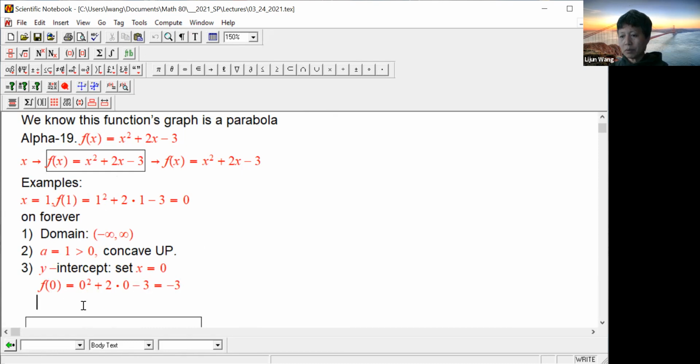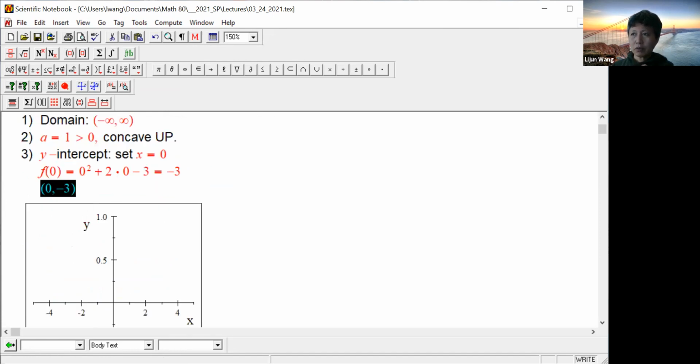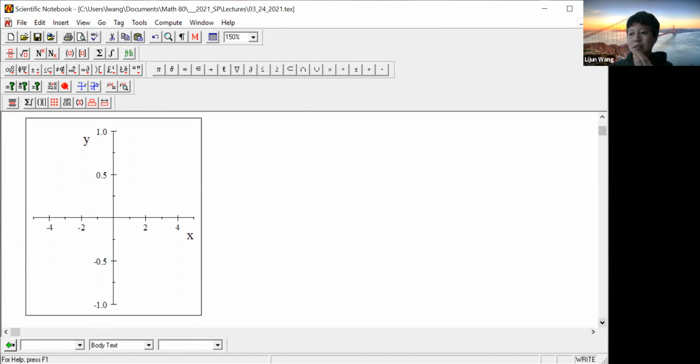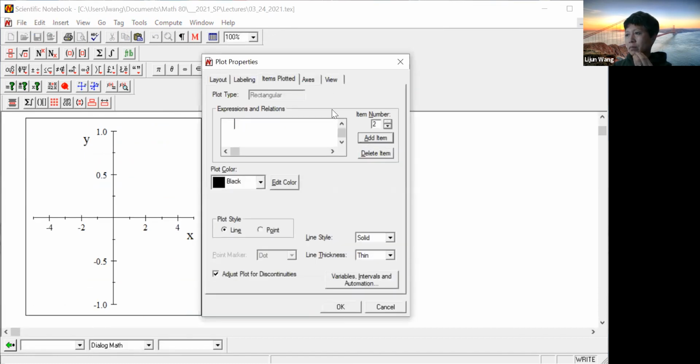Input, comma, output together, what do we get? We get a point, right? So when the input is 0, the output is what? -3. Does everybody follow me? So (0, -3) will be the point where the curve crosses the y-axis. Okay, so I'm going to mark that point. I'll put a red dot.